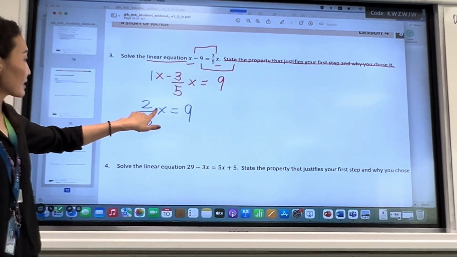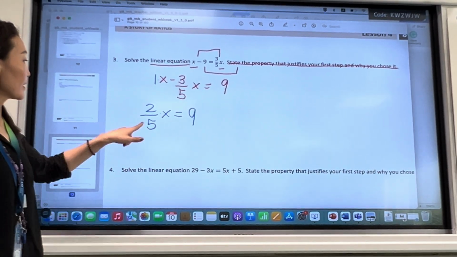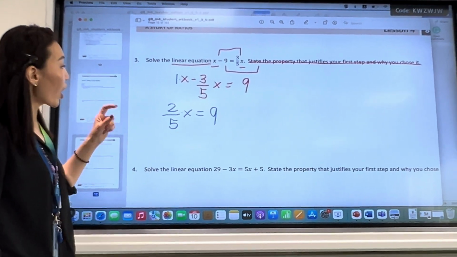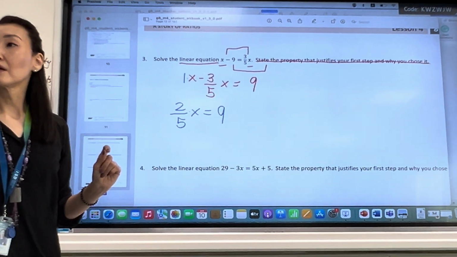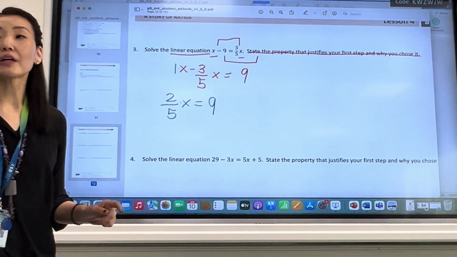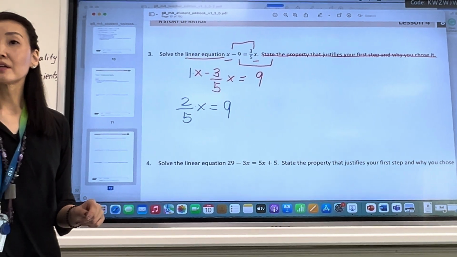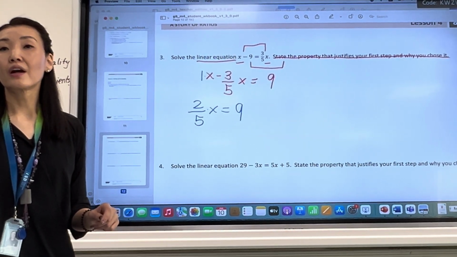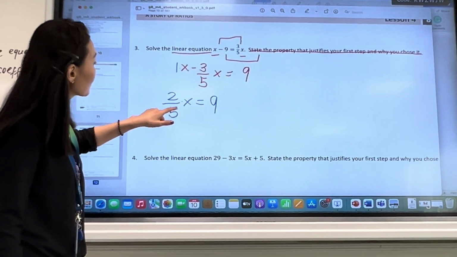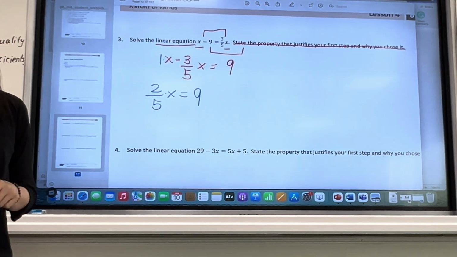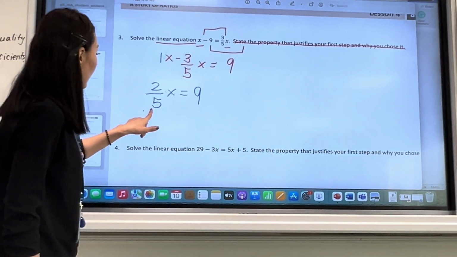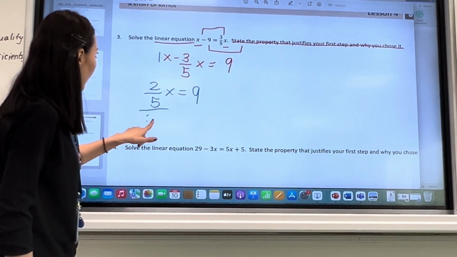Now, like I said in the previous example, there is a hidden multiplication going on, right? What operation is the opposite of multiplying? Division. Division, thank you. Okay, so I need to divide both sides by what number? Divide both sides by what number? Whatever coefficient you see in front of your x. Ah, so 2 over 5. Okay. All right, so I'm going to divide both sides by 2 over 5.